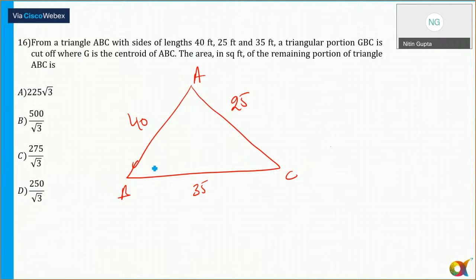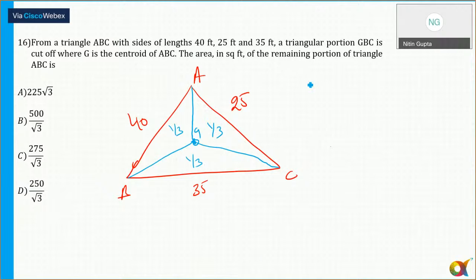So I can say this is point G, where G is the centroid. If I draw the centroid, we know that the total area gets divided into 3 equal parts. So this is 1/3, this area is 1/3, and this is 1/3. Then the area of GBC is 1/3 of the area of the triangle ABC. So I can use Heron's formula as the 3 sides are given.